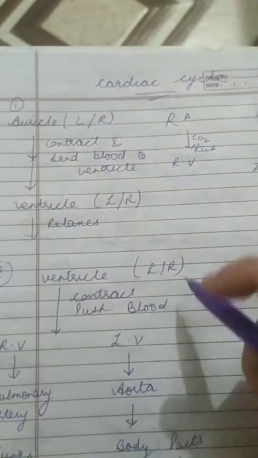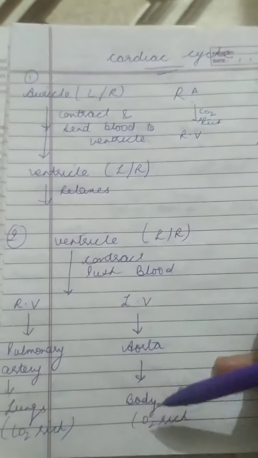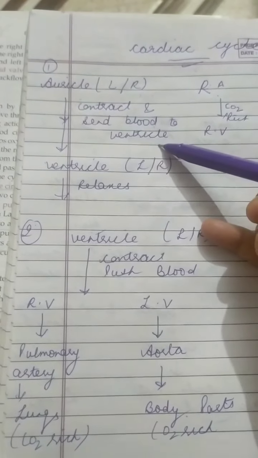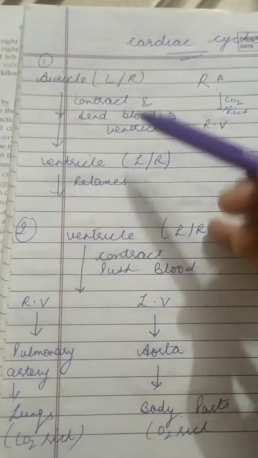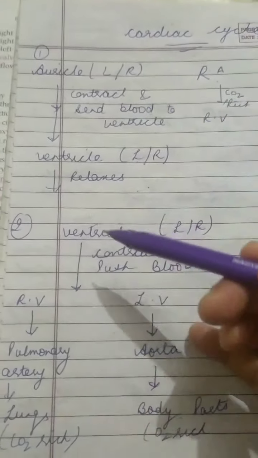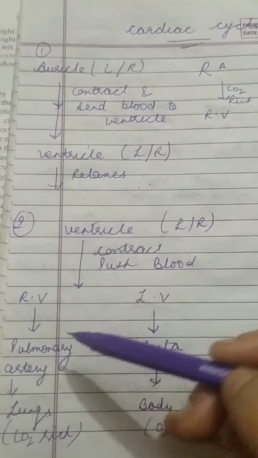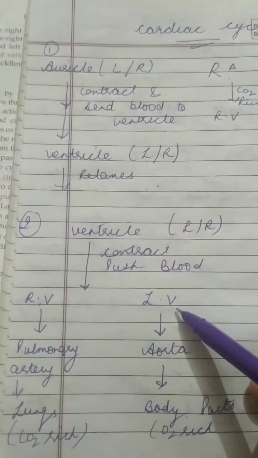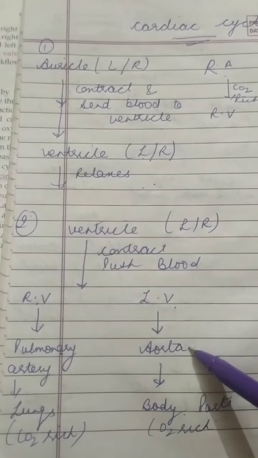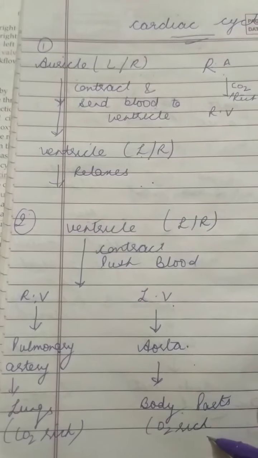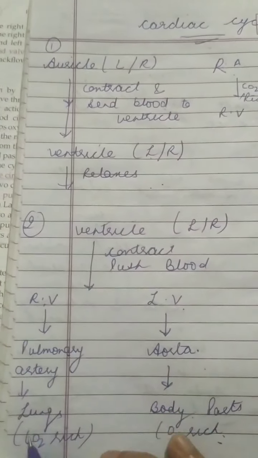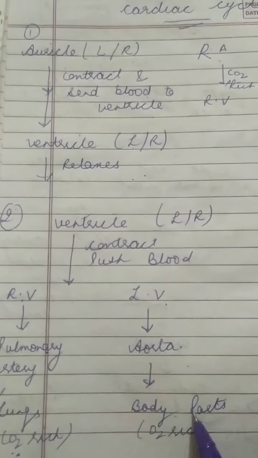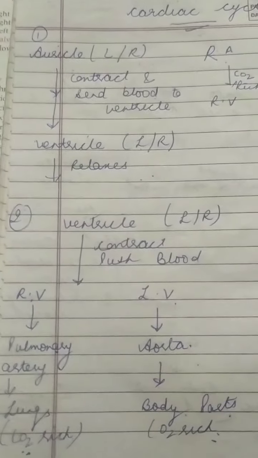Here I have written the flow chart also. You can note it down from here. The left and right auricles contract and send blood to the ventricles, and the ventricles relax at that time. Afterwards, in the second step, the ventricles contract and push blood. The right ventricle pushes blood to the pulmonary artery, and the left ventricle pushes blood toward the aorta, and the aorta towards the body parts. From the pulmonary artery, the blood is deoxygenated or carbon dioxide rich, but when it goes to the body parts, it is oxygen rich.